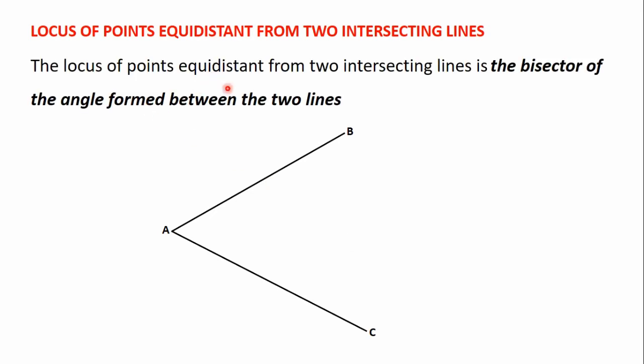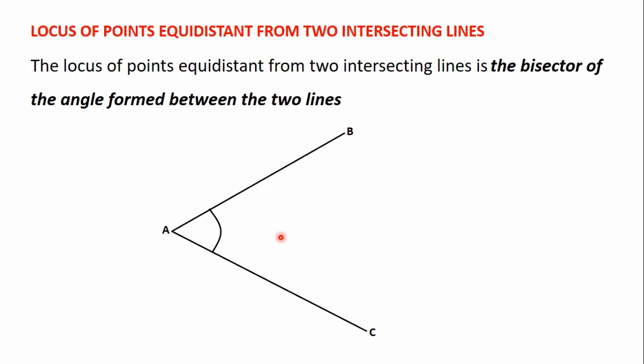The locus of points equidistant from two intersecting lines is the bisector of the angle formed between the two lines. In the videos on plane geometry, we learned that when two lines meet, an angle is formed between them. As we can see from here, when line AB and line AC meet, an angle is formed between them at point A. We have seen that the locus of points equidistant from two intersecting lines is the bisector of the angle formed between the two lines.